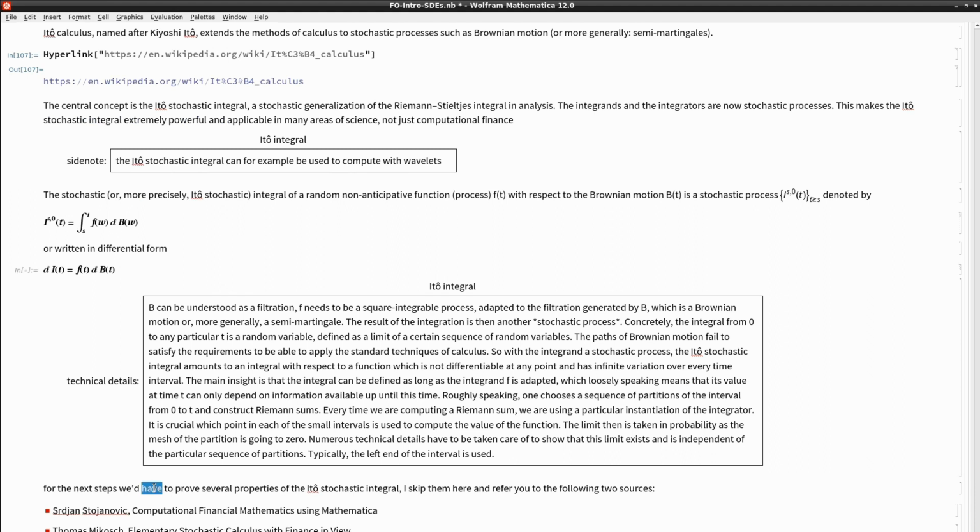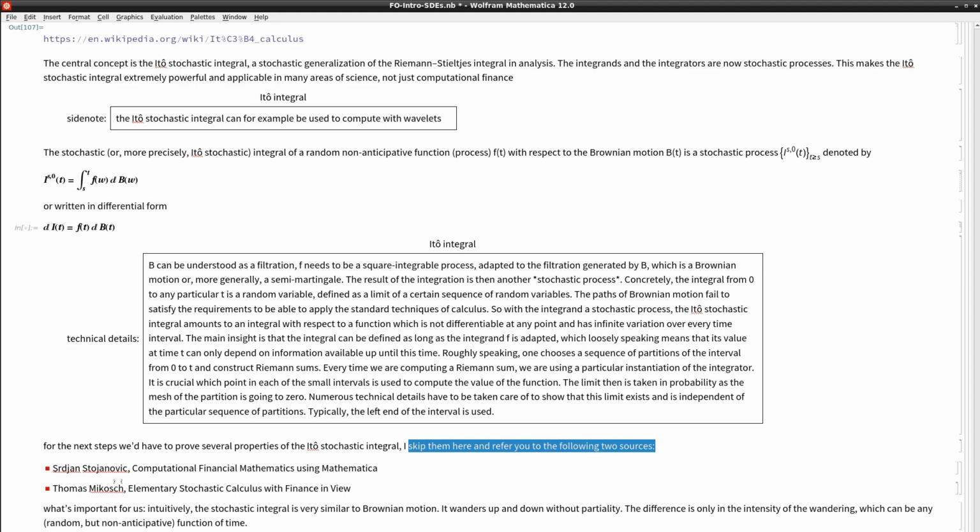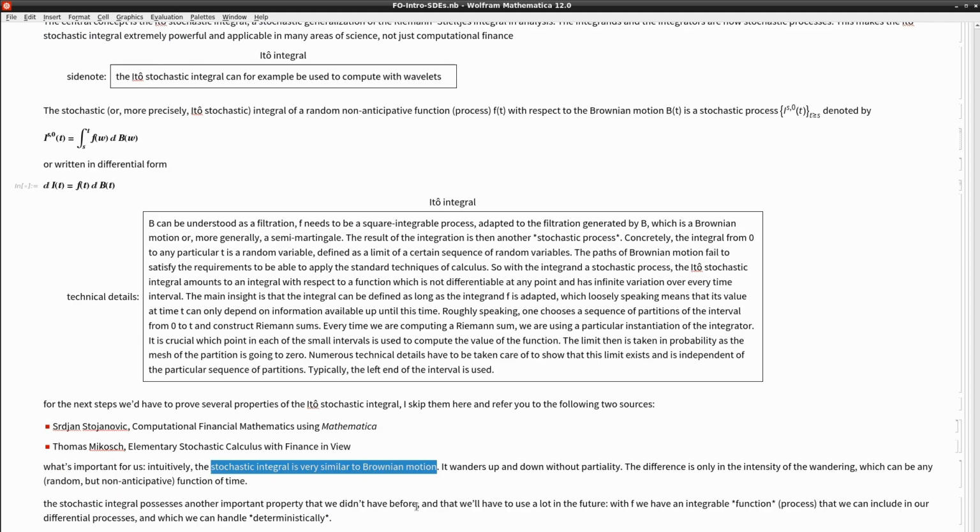And for the next steps, we would have to prove several properties of the stochastic integral, and I also skip them here and refer you to the following two books. One from Stojanovic, Computational Financial Mathematics using Mathematica, and another book by Mikosch, Elementary Stochastic Calculus with Finance in View. All right, so you find further details and explanations there. I have to leave them out because they are so detailed, and in essence, they're not important for what we're doing here. What's important for us is that intuitively, the stochastic integral is very similar to Brownian motion. It wanders up and down without partiality. The difference is only in the intensity of the wandering, which can be any random but non-anticipative function of time.